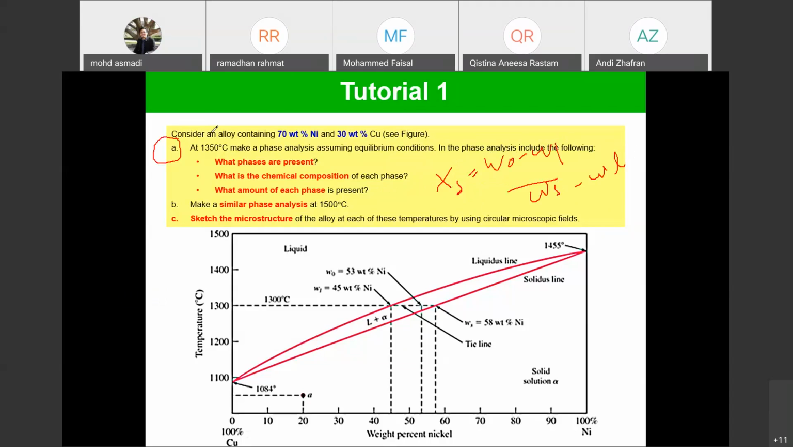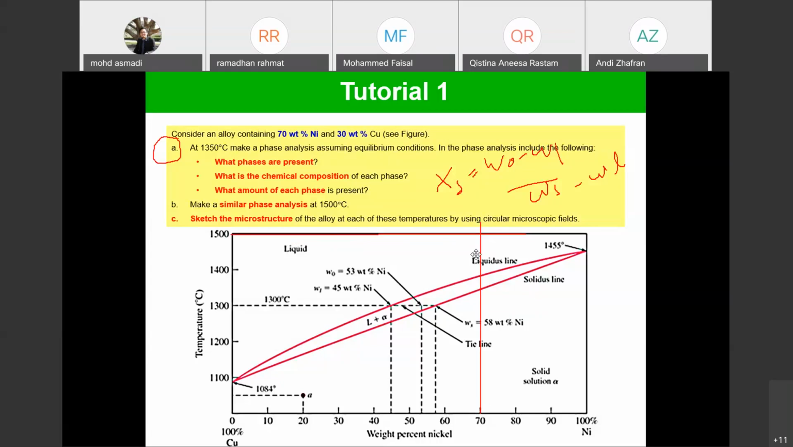Please write the answer. I want to know the answer, and then you can post in the Padlet. And also for B, similar phase analysis at 1500. So how do you do this phase analysis? At 1500, look at here, right? Definitely you know the phase. Just draw the horizontal line here, and then with the W naught at 70%, you know already what the phase is, right? So you can see clearly.